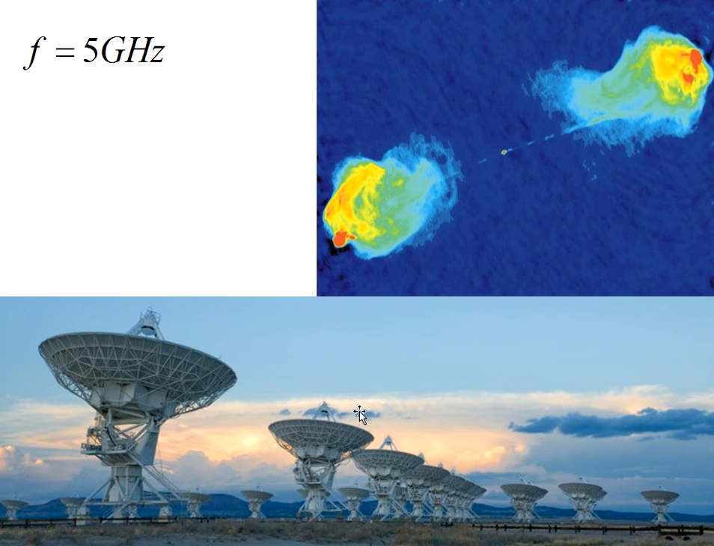This is an array of radio telescopes located in New Mexico. This is called the Very Large Array. And here's an image of a radio galaxy that it's produced. This looks at microwaves and radio waves, and this image in particular is looking at waves which have a frequency of 5 gigahertz. So 5 gigahertz is 5 billion hertz, 5 billion cycles per second. That's the frequency that these radio telescopes are tuned to.